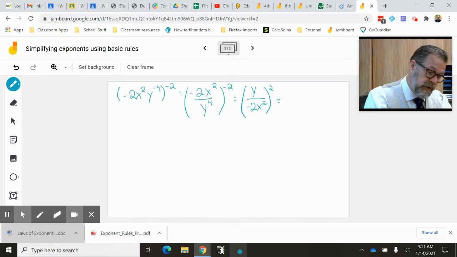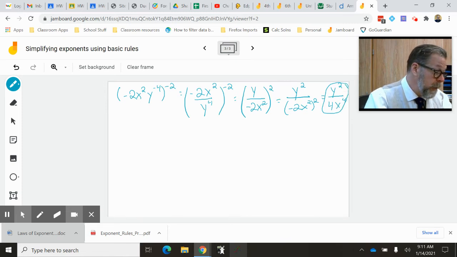And then this is all squared. And then I'm going to square each thing. So on top, I've got y squared. On the bottom, I have negative 2x squared, squared. And of course, negative 2 squared is 4, x squared squared is x to the 4th, and nothing simplifies. I'm done. I circle my answer.